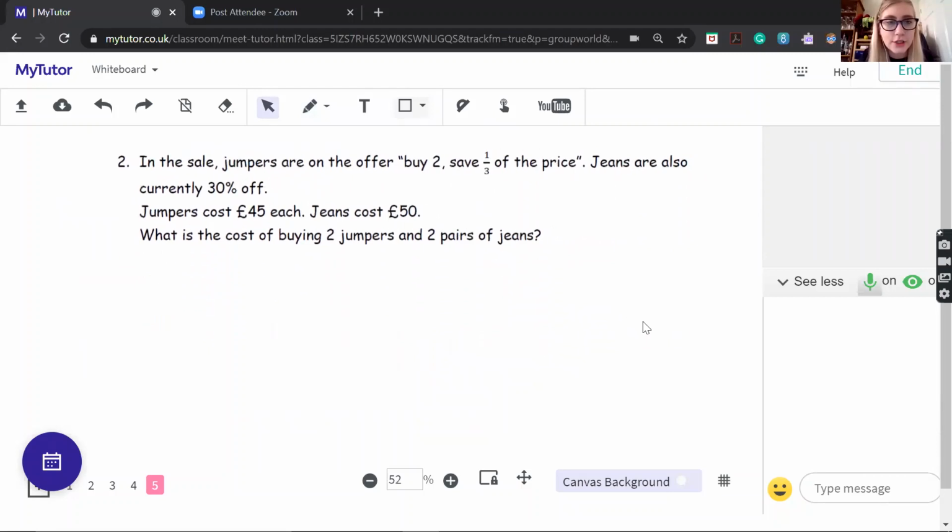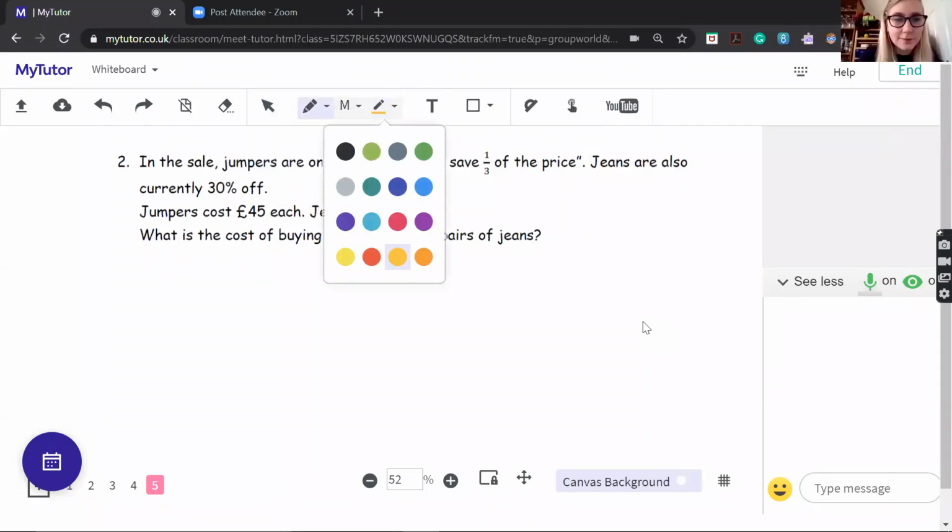So, in the sale, jumpers are on the offer, buy 2, save 1/3 of the price. Jeans are also currently 30% off. Jumpers are £45 each, jeans cost £50. What is the cost of buying 2 jumpers and 2 pairs of jeans? So again, this could be foundation or higher, I think. So let's have a look.